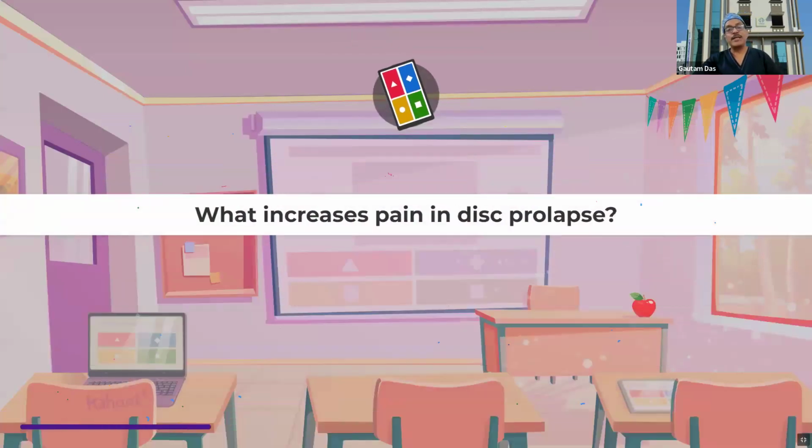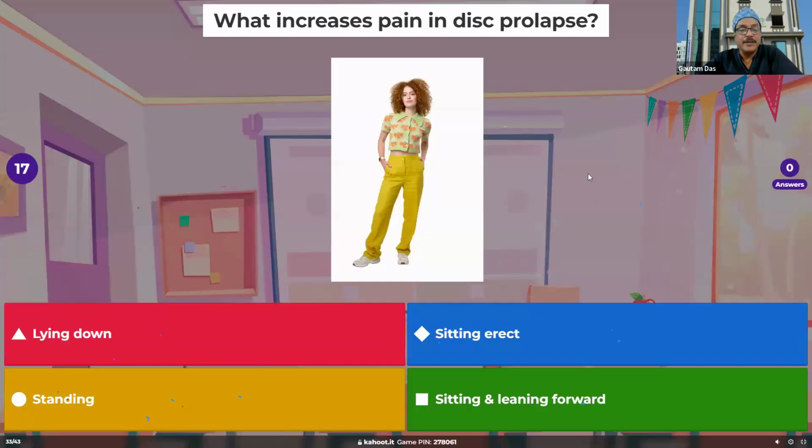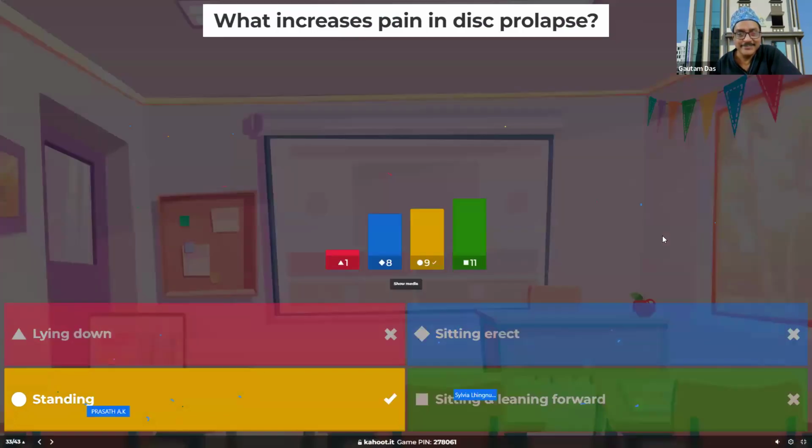Now, a quick recapitulation of what we have discussed today. What increases pain in the prolapsed disc? Lying down, sitting erect, standing, sitting and leaning forward. Sitting and leaning forward is not going to stress the nerve root. The nerve root will be stressed on standing.